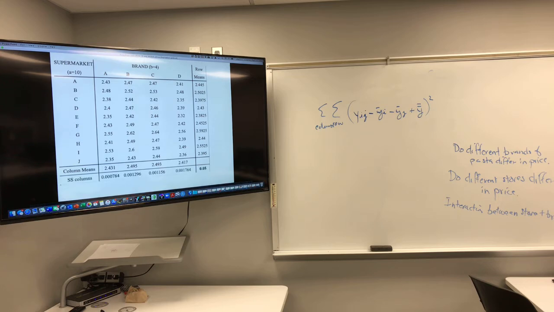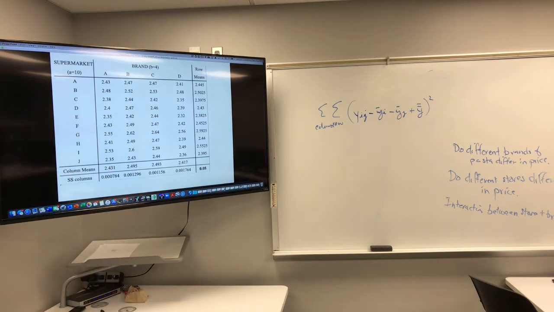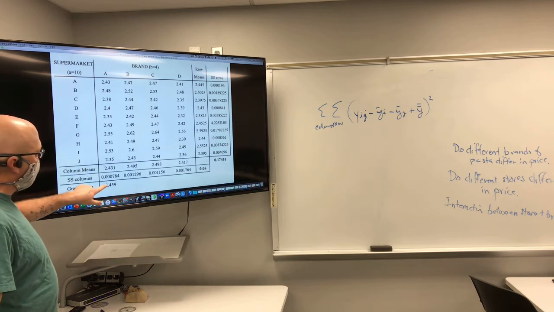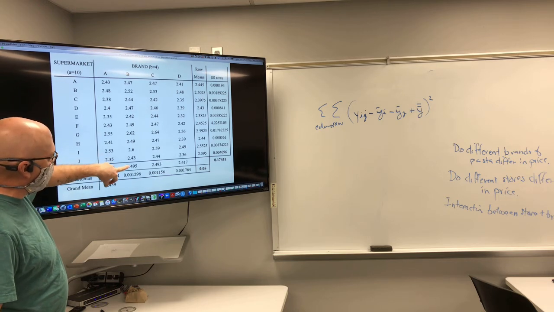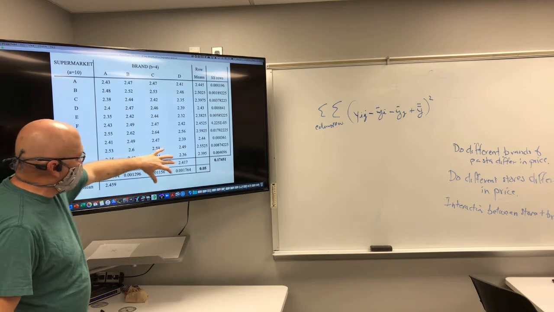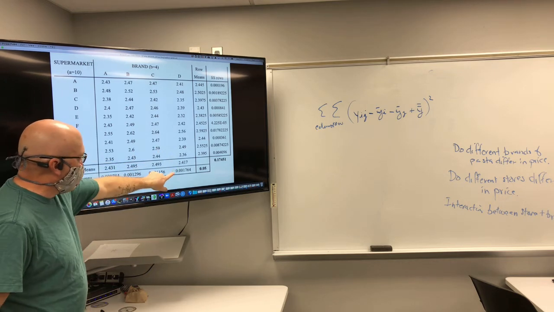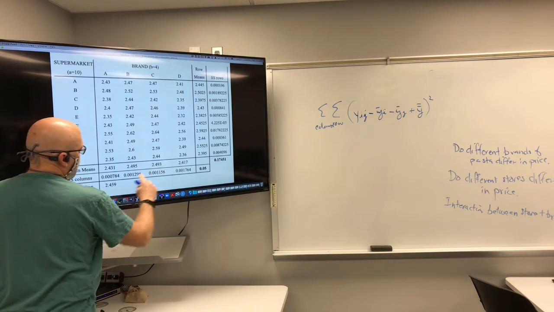So if we do this, if we take 2.431 minus the grand mean, which, where is the grand mean here? The grand mean is 2.459. If we take this minus that, square it, we will get that. Take this minus that, square it, we'll get that. This minus that, square it, we'll get that. So these comparisons go into the sum squares total.